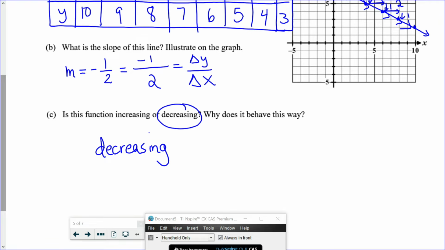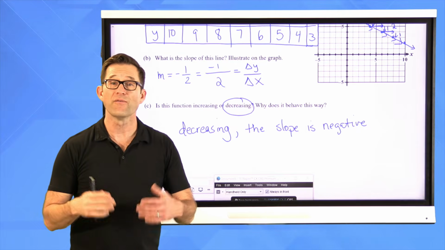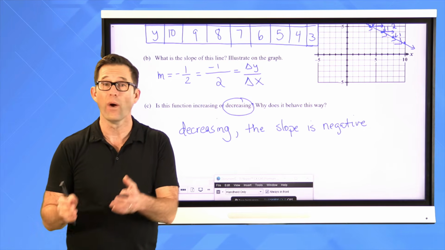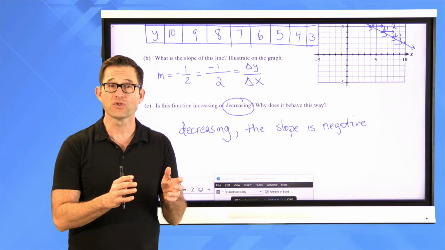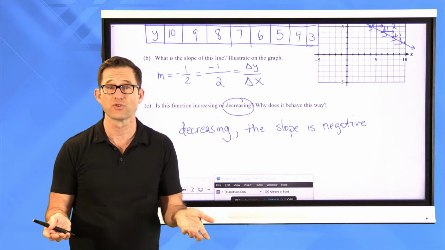And there's one simple reason why it's decreasing. The slope is negative, right? The reason that this function decreases is because the slope is negative. In fact, anytime a rate of change is negative, what that tells you is that the function is decreasing over whatever interval you calculated the average rate of change on.